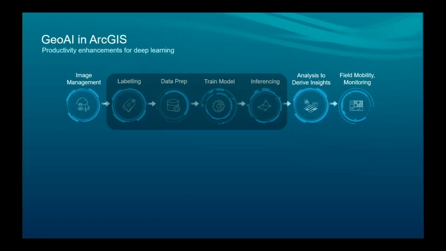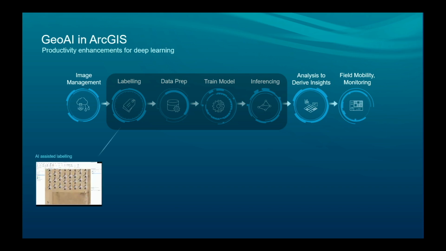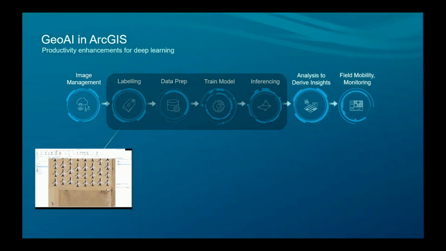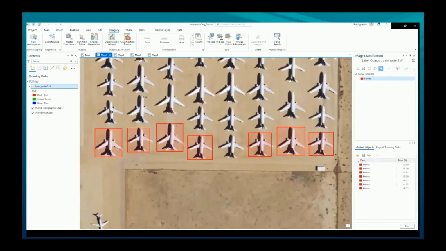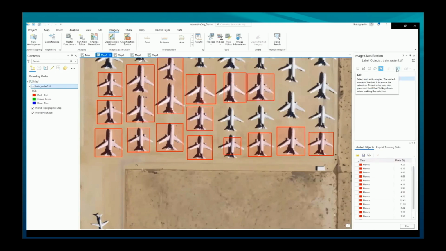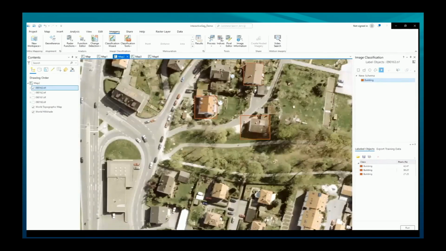So before I hand it over to him, quickly I'll just go over some of the productivity enhancements that we've made. AI-assisted labeling. Labeling is daunting. It's a challenging task. So here we've done something where you can just click through each one of the different features and it automatically detects the feature for you. And this is essentially just labeling your data.